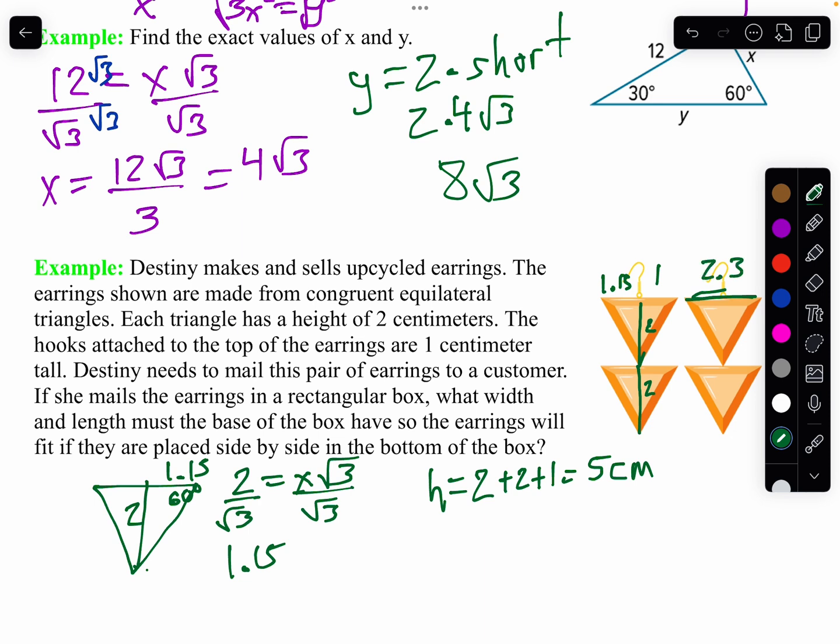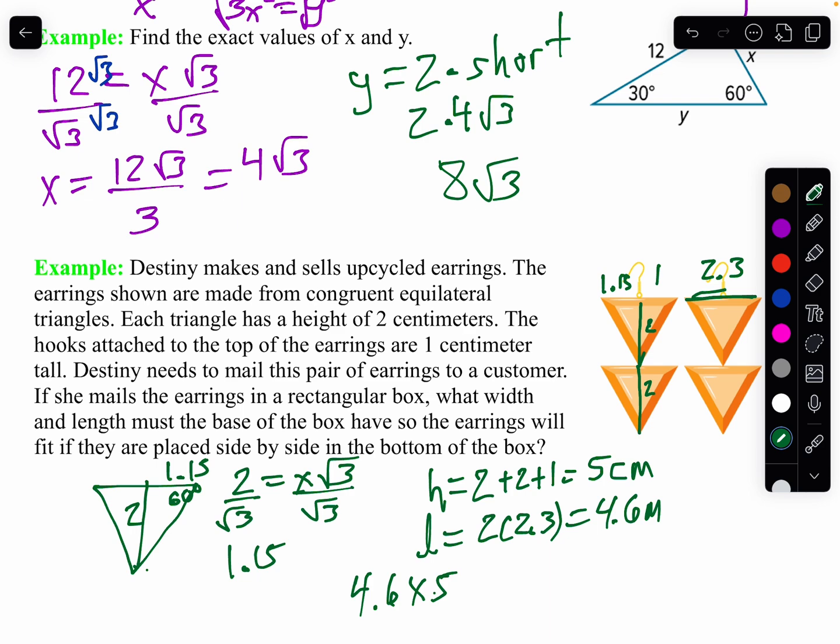2.3. And if they fit exactly side by side with nothing in between them, I would have 2 widths, don't I? So I'll take 2 times 2.3, and I'll get 4.6 centimeters. So to get my earrings to fit exactly, I would need a box that's at least 4.6 by 5 centimeters.